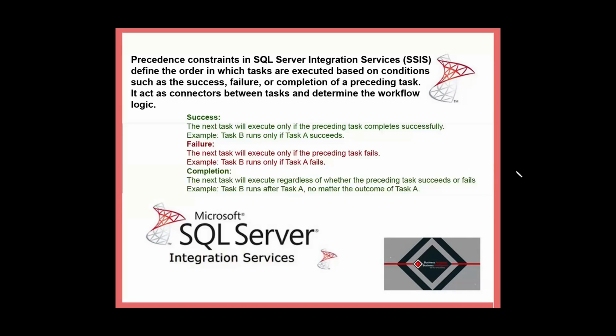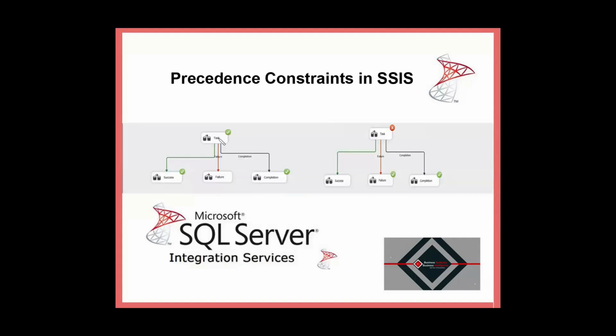Precedence constraints in SQL Server Integration Services, that is SSIS, define the order in which the tasks are executed based on conditions such as success, failure, or completion of the preceding task. It acts as the connector between tasks and determines the workflow. Now we have one task here, and with respect to this task, it will select whether it is failure or success.